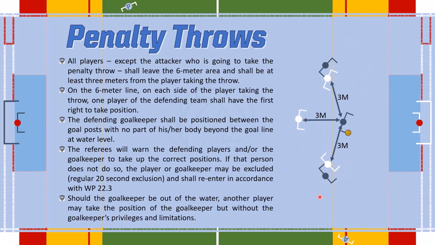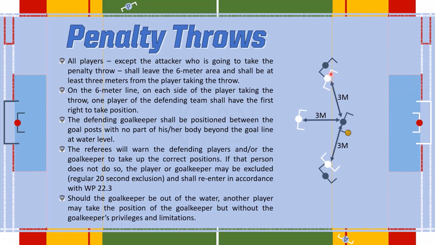So all players except the player taking the penalty throw need to leave the 6-meter area and need to be at least 3 meters away from the player taking the throw. Remember, this player used to be allowed to be on 5 and had to be 2 meters from the shooter, which was just outside the post. Now it's 3 meters, and because it's backwards, it's not going to be perfectly lateral 3 meters, but roughly 3 meters, which is a little bit inside this vertical line of the goal area.